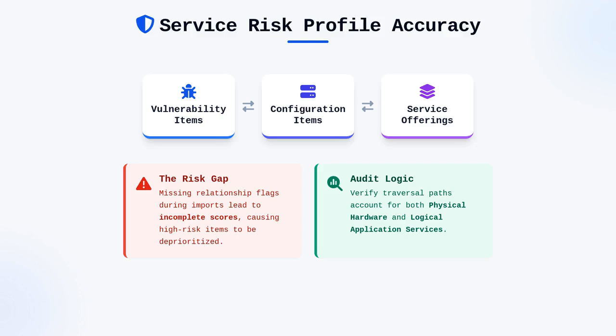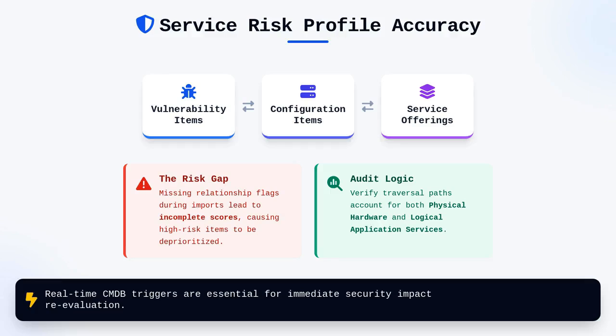You should audit your mapping logic by verifying that the traversal path accounts for both physical hardware and logical application services simultaneously. A robust system relies on real-time accuracy, which means your workflows must be triggered by any changes in the CMDB that affect the dependency tree. Ensuring that these updates propagate efficiently prevents the delay between an asset change and the subsequent security impact reevaluation.